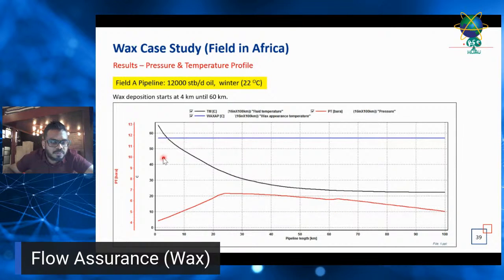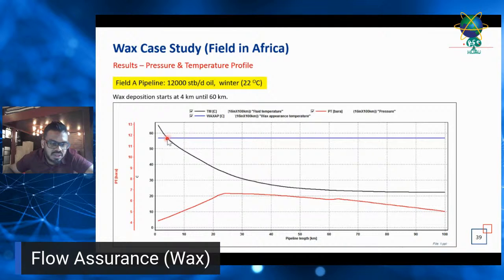If you look at this, this is the temperature and the WAT, and your ambient is about 22 degrees C. Let's draw a straight line here, 22 degrees C. Your temperature drops to WAT at the first section itself. About 5 kilometers, it has already reached the WAT.